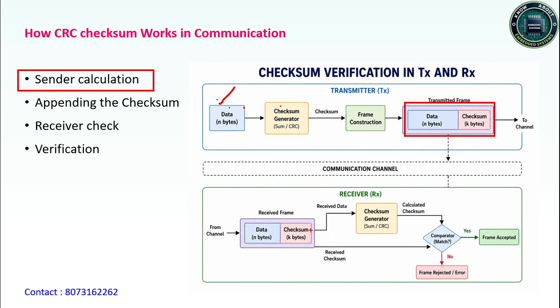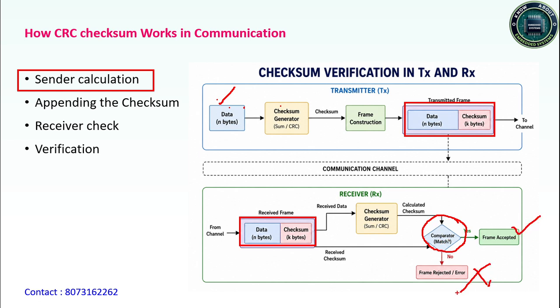At this point, the data plus CRC checksum will be transmitted via the communication channel. In the receiver section, we are going to receive data plus checksum. The data will be separated, and the received checksum will also be separated. The receiver also performs the checksum calculation, just as the transmitter did. The checksum calculated on the receiver side should be equal to the checksum received from the transmitter. When both are matching, we will accept the data, or else we will reject the data.